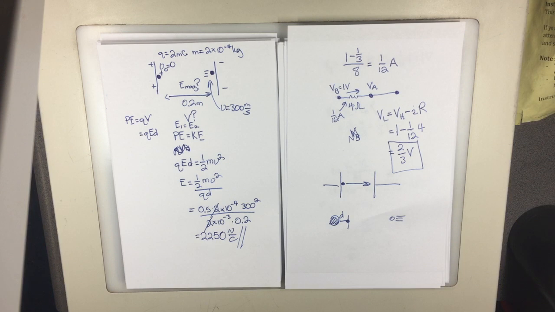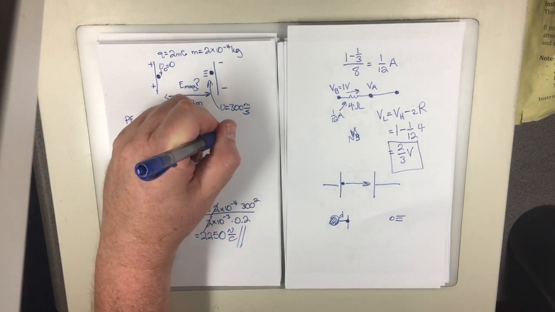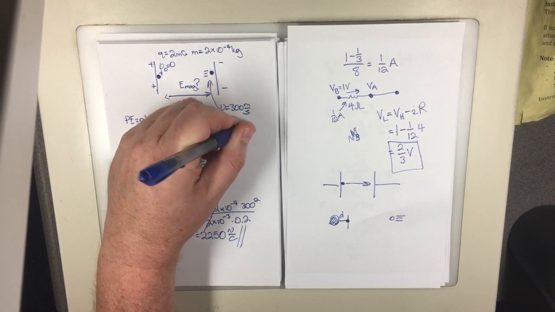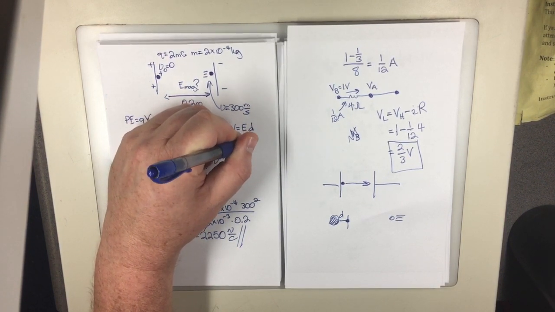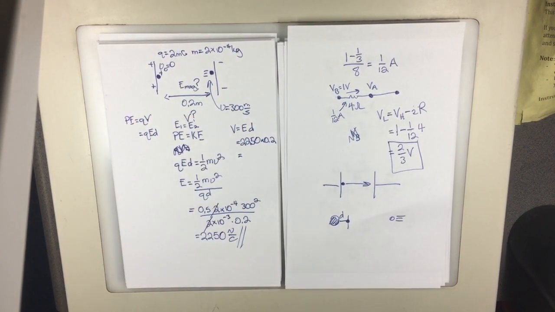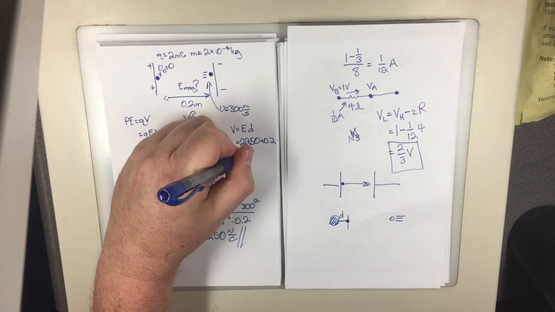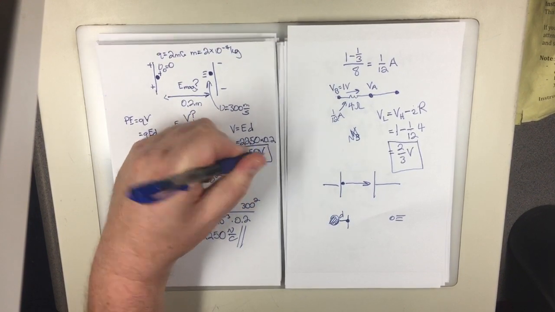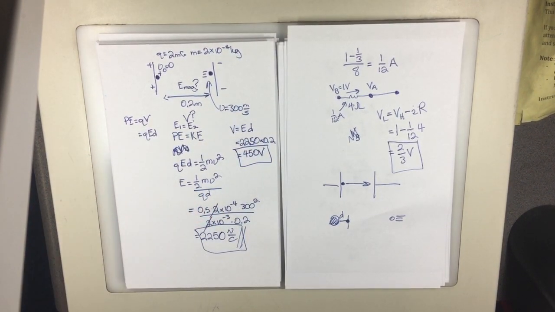Dynamically created problems tend to be rough. This one came out with a good number, which is lucky. The last part, find V. V is equal to ED. So this is 2250 times 0.2, a potential difference of 450 volts. Once again, E field is newtons per coulomb, potential difference is potential in volts.